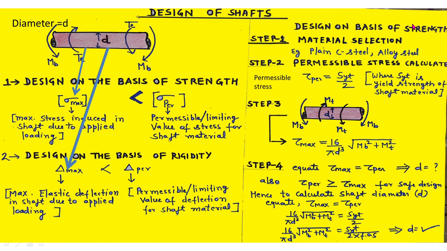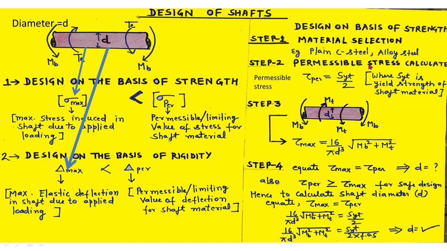Now see this, friends, when we want to design the shaft on the basis of the strength, the first step is always to find out the material of the shaft. Now the shafts are generally made of plain carbon steel and alloy steel, we all know that. So you have to choose a material according to the application for which you want to design the shaft. Now the next step is we have to calculate the permissible value of stress, that is, the limiting value of the stress for the shaft material. That is the limiting value of the stress that the shaft material can withstand.